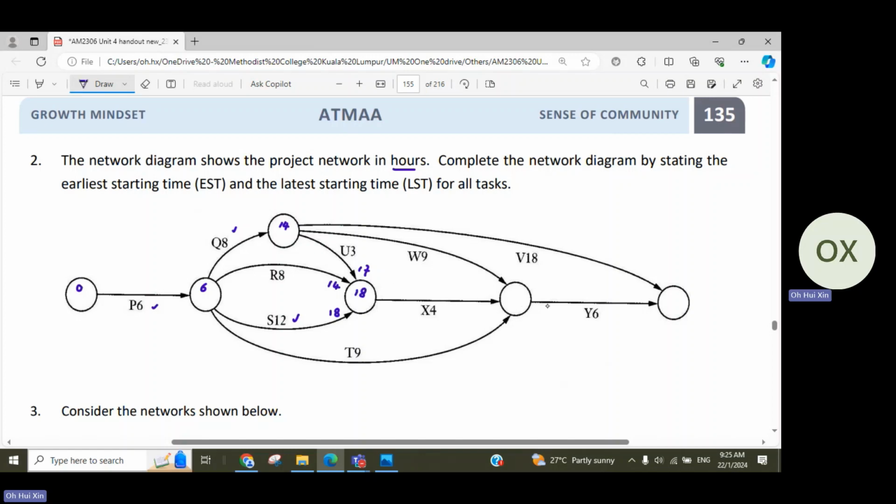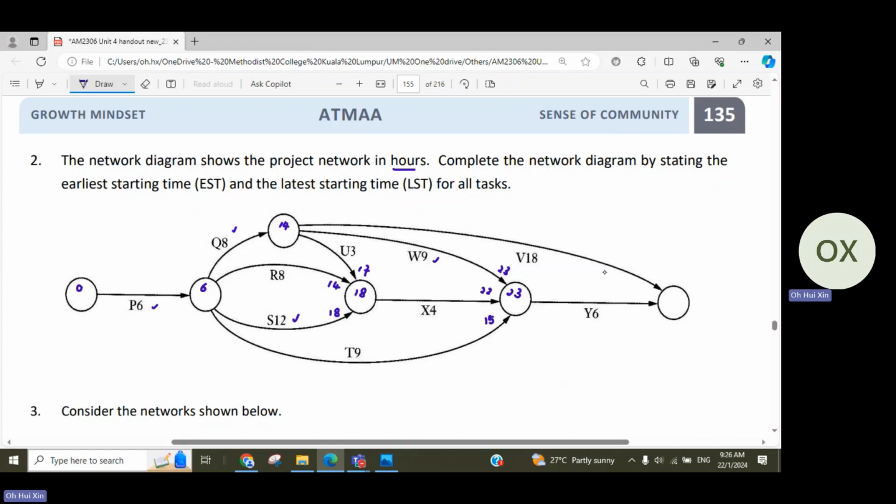So in order for us to start Y, we need W, X, and T to be completed. So that's why 14 plus 9, we got 23. 18 plus 2, 6 plus 9. So the earliest time that we are able to start Y will be 23. Okay, because while these two finish first, we still need to wait for W. So that's why 23. So I need to make sure that both V and Y are completed before the entire project is considered as completed.